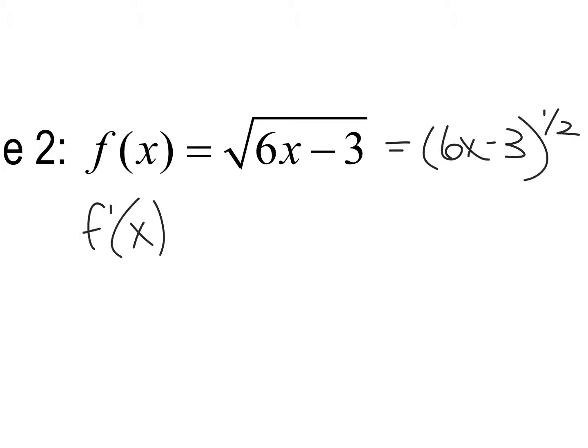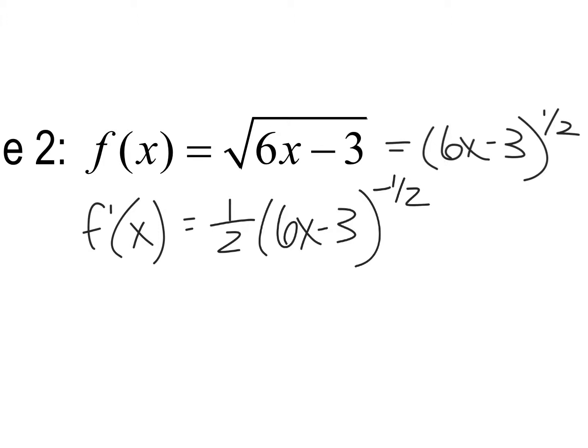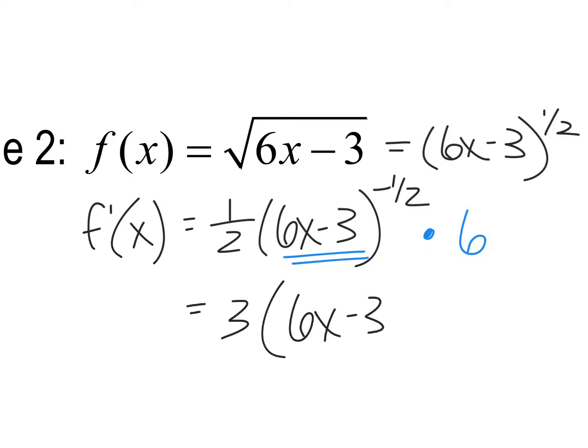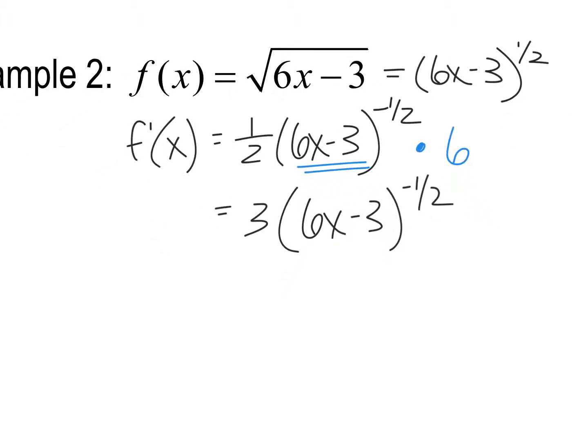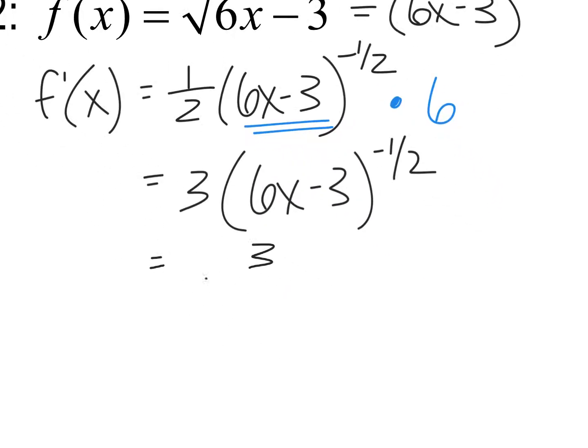So that means that my derivative is, I'm going to first bring the exponent down in front. So that means 1/2, 6x minus 3. When I decrease the 1/2 by 1, 1/2 minus 1 is negative 1/2. But then I have to multiply by the derivative of the inside. So what's the derivative of this stuff? It's just 6. And so now to simplify, what I can do is take my 1/2 and multiply by 6 here. So 3 times (6x minus 3) to the negative 1/2, which technically should probably be written like this.